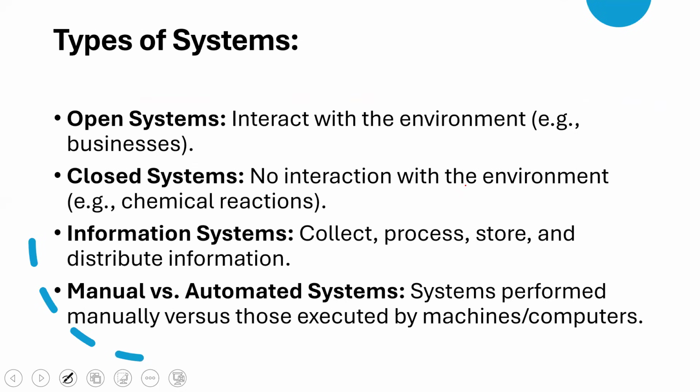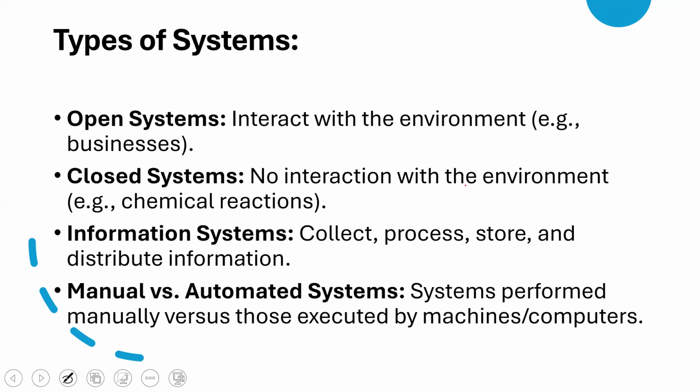What are the types of systems? We have open systems which interact with the environment, such as businesses, okay? Then you have closed systems that do not interact with the environment at all. An example is a chemical reaction, where you go to a lab and there's a test tube and you have some chemicals and they do not interact with the environment. Okay, then you have information system. Information system collects, processes, stores and also distributes information. Okay, those are types of system.